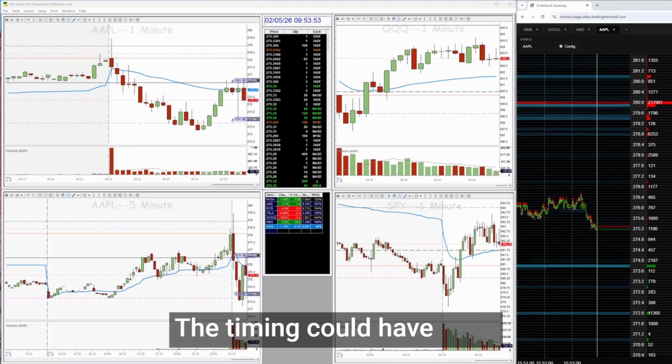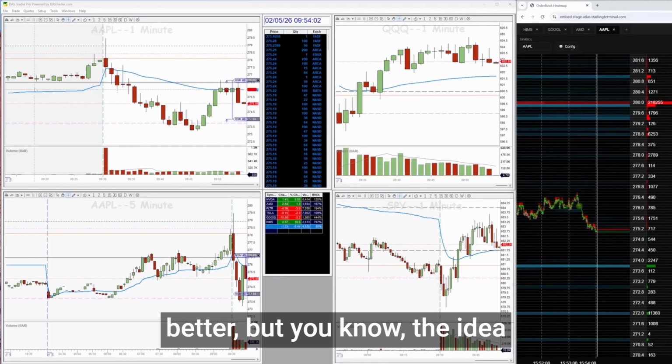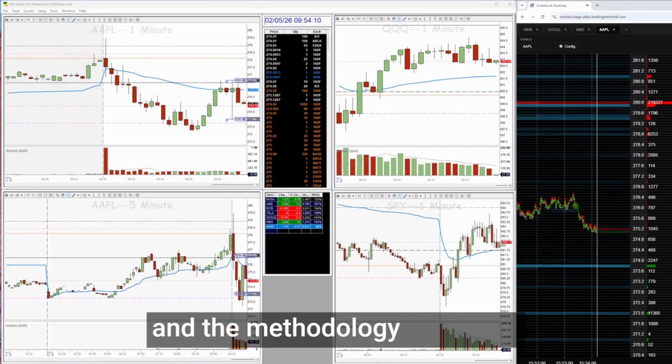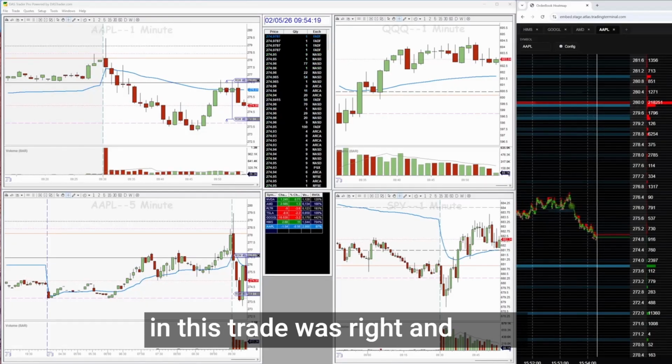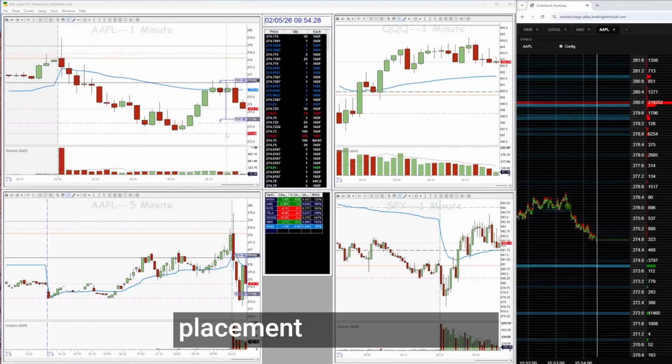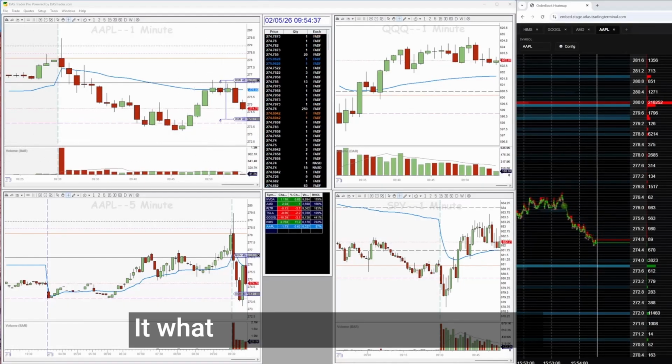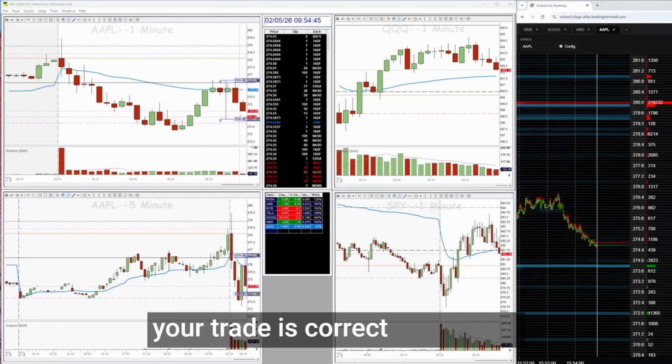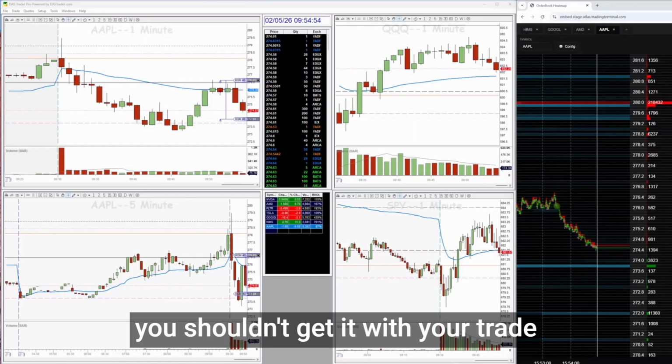The timing could have been better, but the idea and the methodology of getting in this trade was right. And that's why having a correct stop placement is so important. It is what tells you whether your trade is correct or not. And you shouldn't get out of your trade until you've been proven wrong.